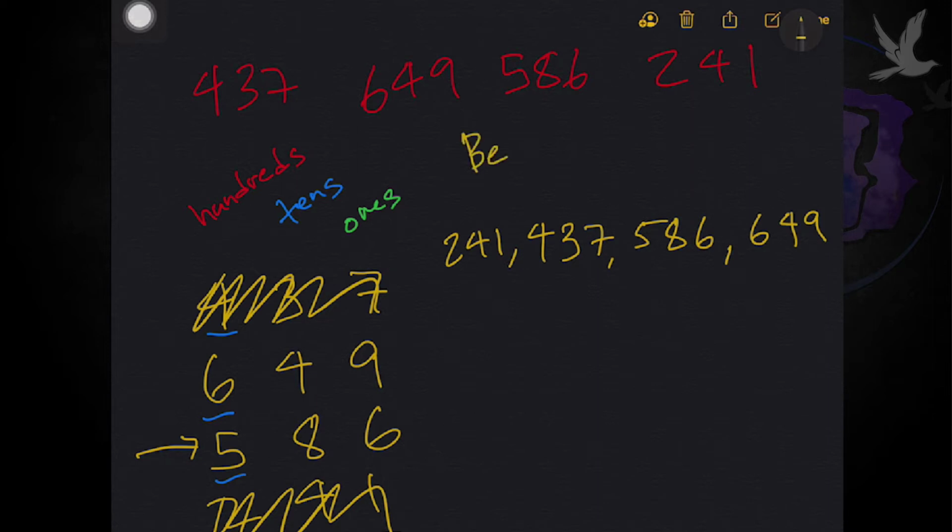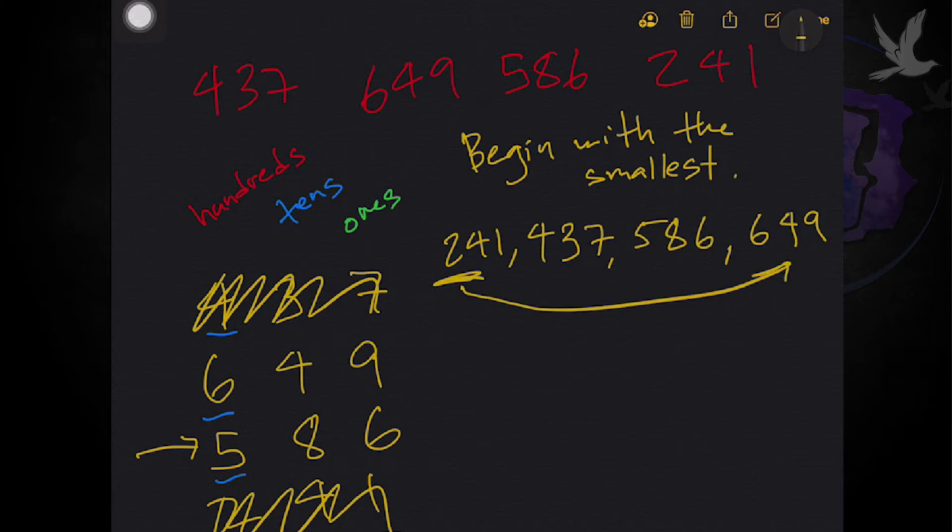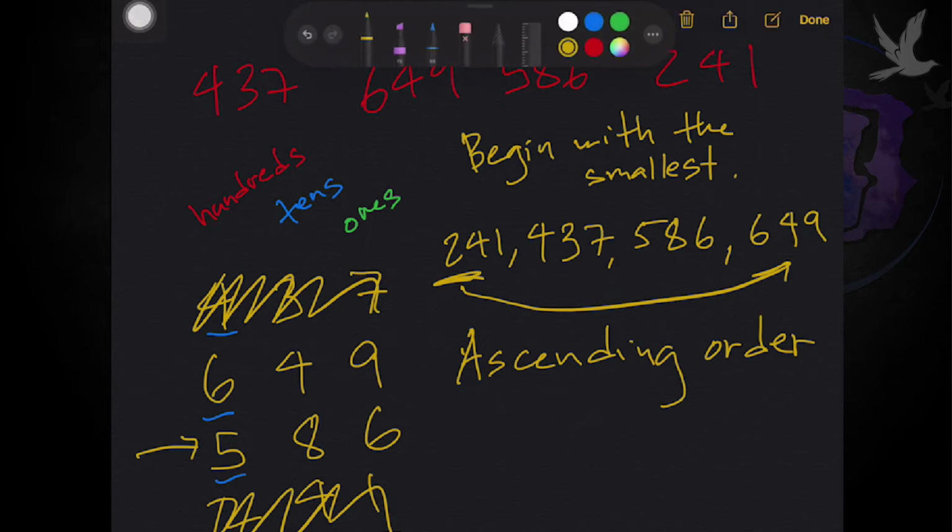This is only if you are tasked to begin with the smallest. We started with the smallest value all the way up to the biggest value. And we can say that this process is called ascending. The ascending order. We start with the smallest and end with the biggest. So what if it's the other way around?